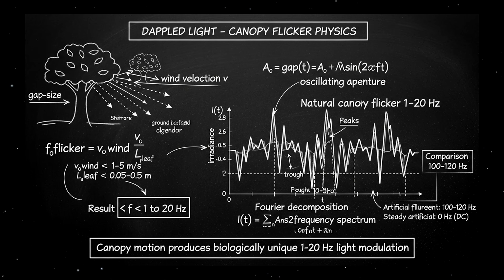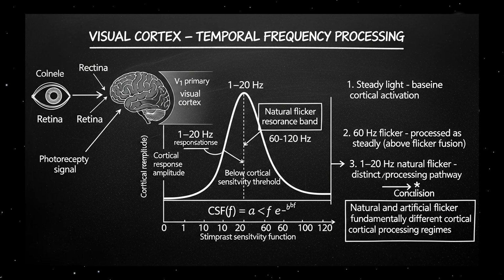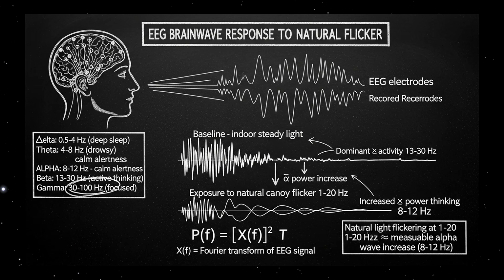As leaves move in wind, the patches of sunlight that penetrate the canopy shift and flicker across the ground at frequencies between roughly 1 and 20 Hz. The visual cortex processes this natural flickering differently from steady light or from the 60 Hz flicker of artificial lighting. EEG measurements in subjects exposed to natural light flickering at these frequencies show increased alpha wave activity, the 8 to 12 Hz oscillatory state associated with calm alertness.